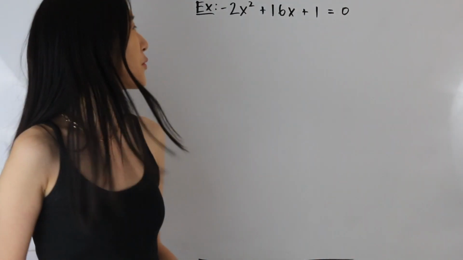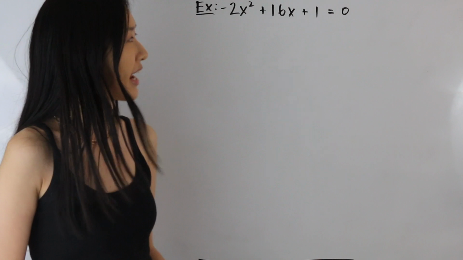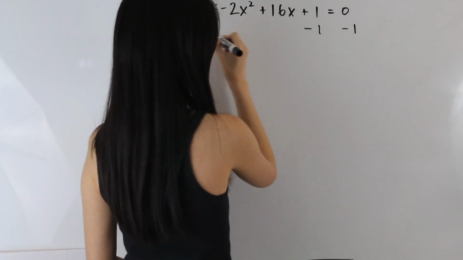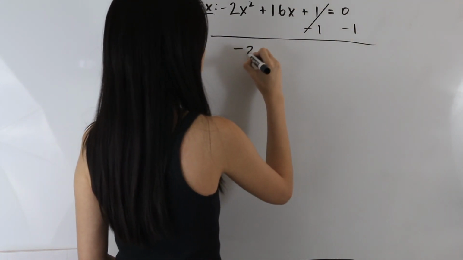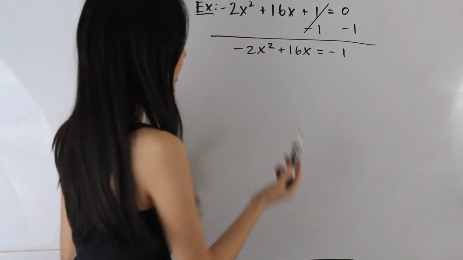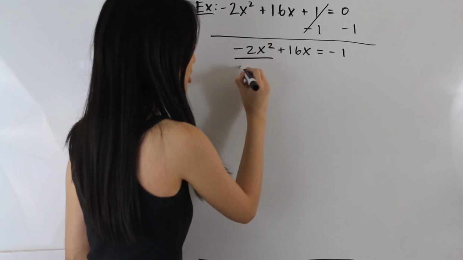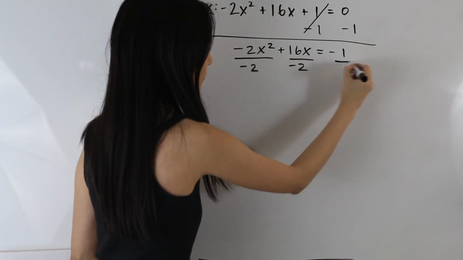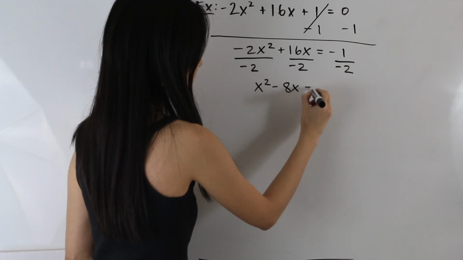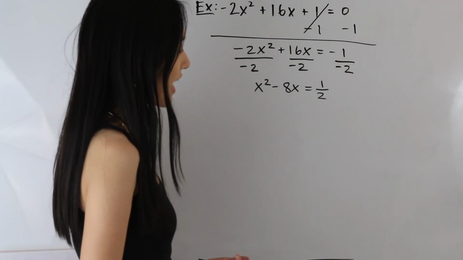In this next example, we have negative 2x squared plus 16x plus 1 is equal to 0. As our first step, let's move our constant term over to the other side. So let's subtract 1 on both sides. Our next step is we want the coefficient on the x squared term to be 1. Right now it's negative 2, so we're going to divide each term by negative 2. Our equation ends up being x squared minus 8x is equal to 1/2.